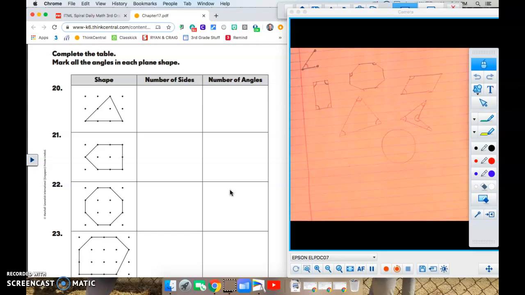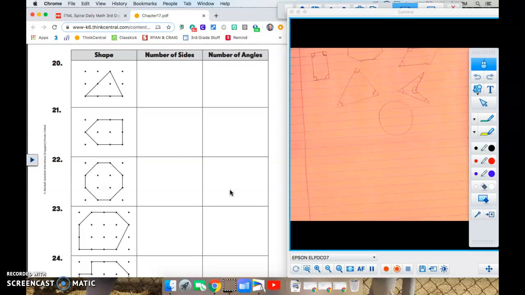Now, this was kind of fun because I was listening to my daughter and her math class today, and they were talking about the number of sides and the number of angles and stuff like that in her math. And she's a freshman in high school, so kind of cool. We're doing some of that same stuff they are.